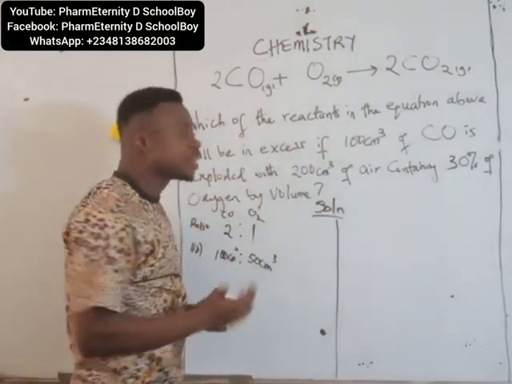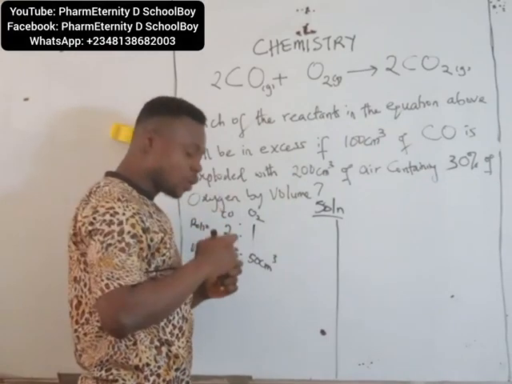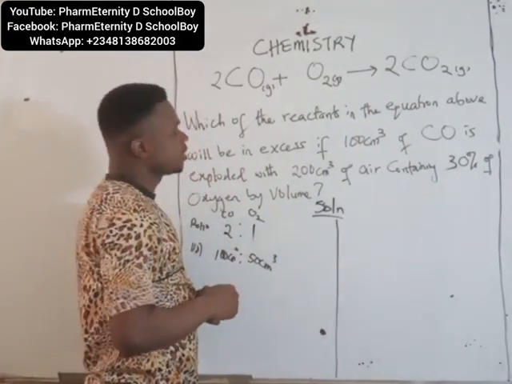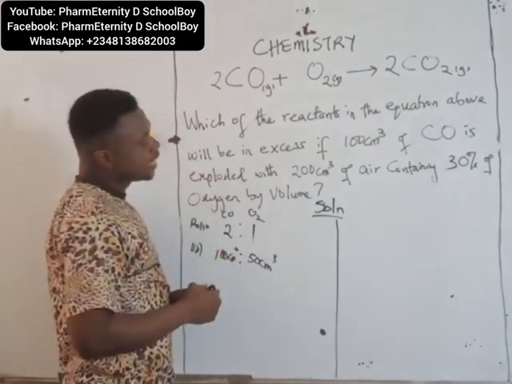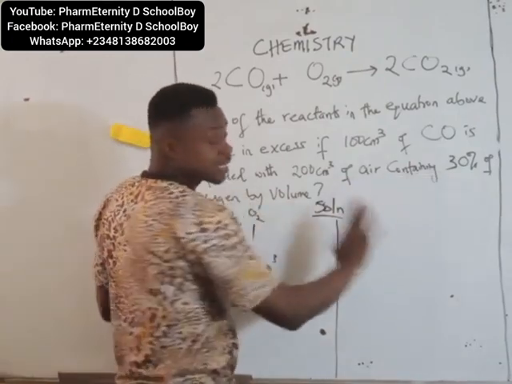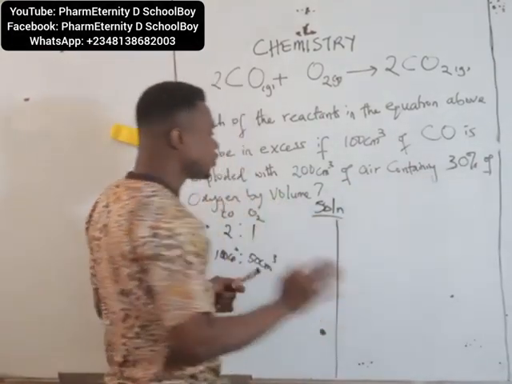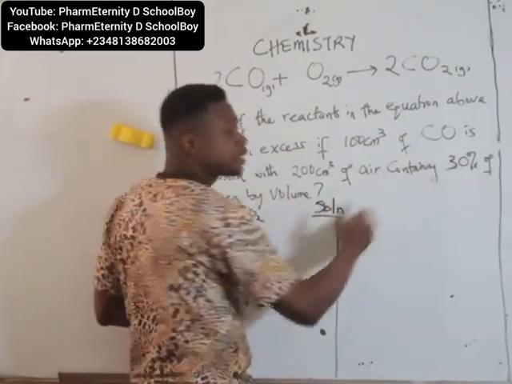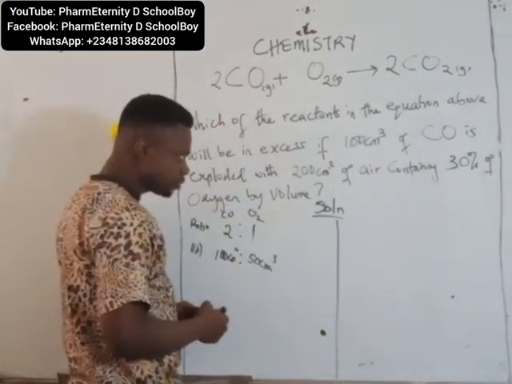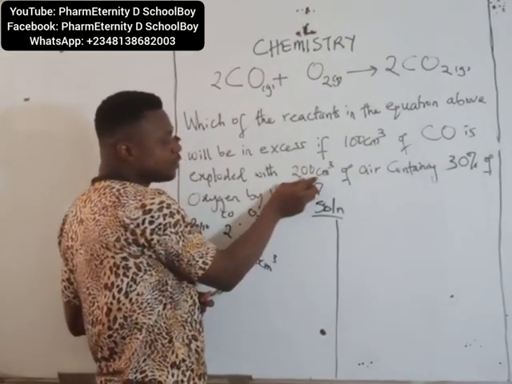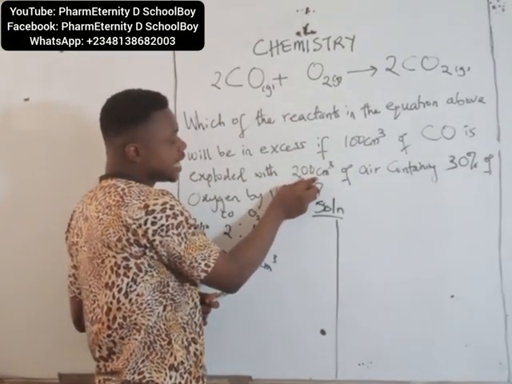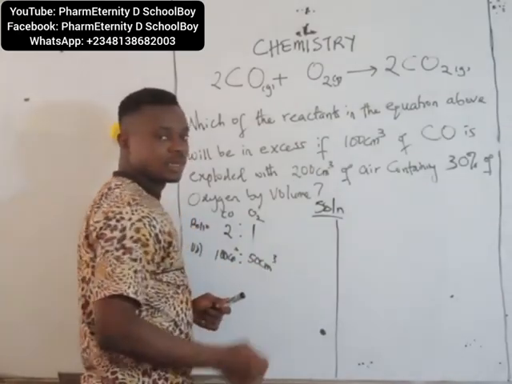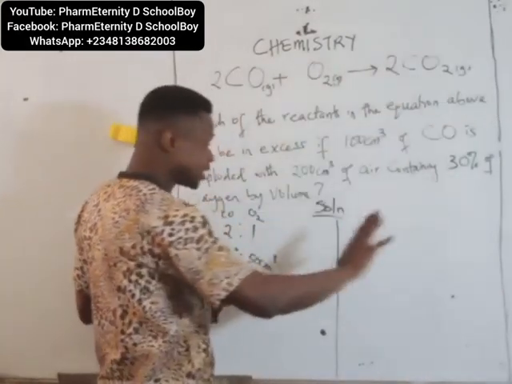Now let's check the amount of oxygen in the air. In this particular air, by volume, let's assume that it's 30%. These things are just assumptions. Let's assume that it's 30% by volume, and the volume of the air here is 200 cm³.